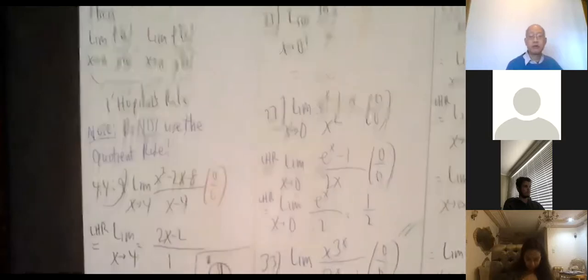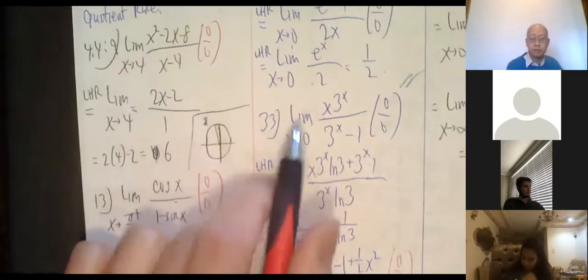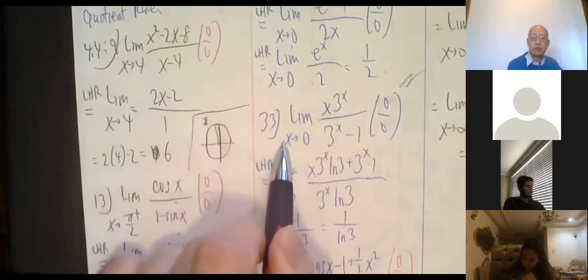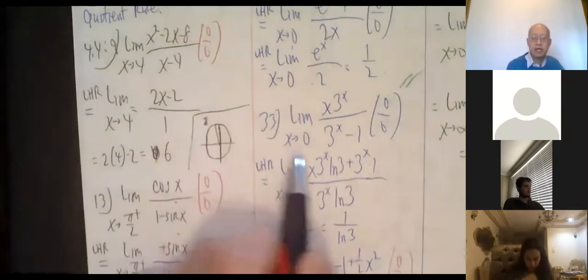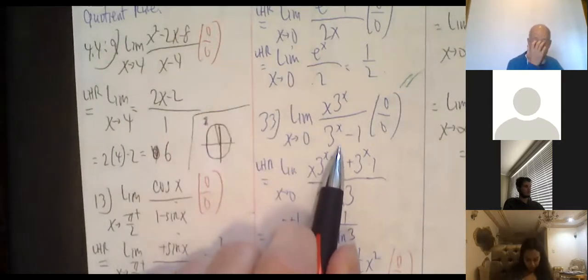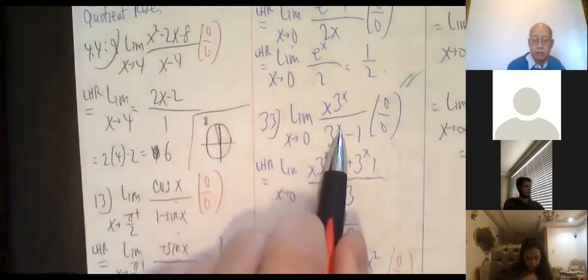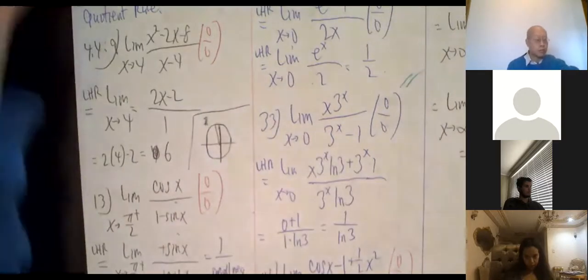Okay, so I'll start off with problem 33, which requires you to remember how to do derivatives involving a to the x. Okay, so limit as x approaches 0 of x times 3 to the x, over 3 to the x minus 1. Okay, so by direct substitution, put a 0, that's 0. Put a 0 here, 3 to the 0 is 1, 1 minus 1 is 0. Okay, so L'Hopital's rule does apply.